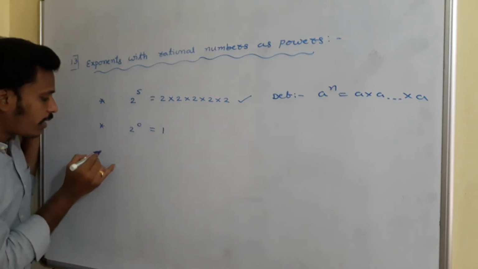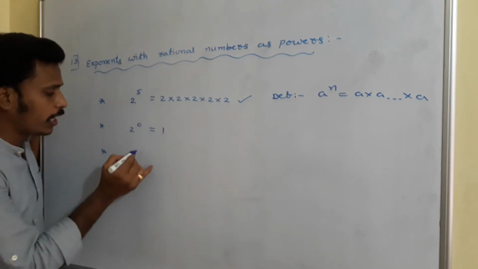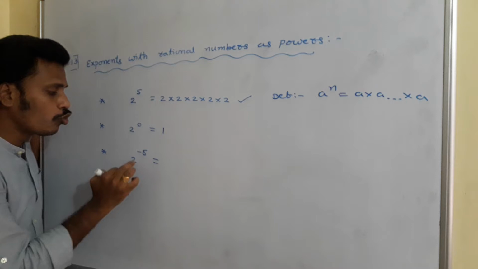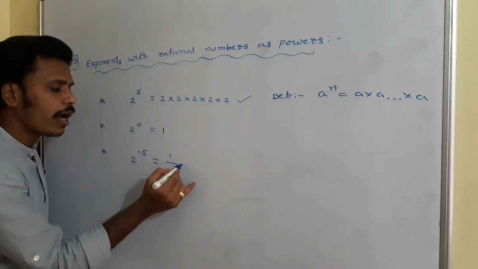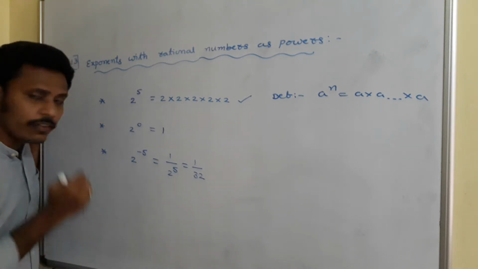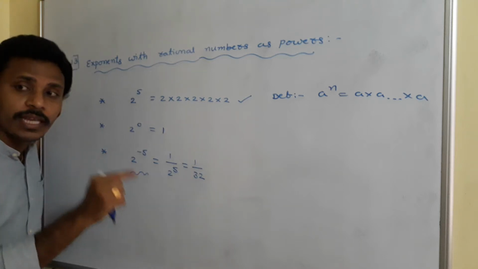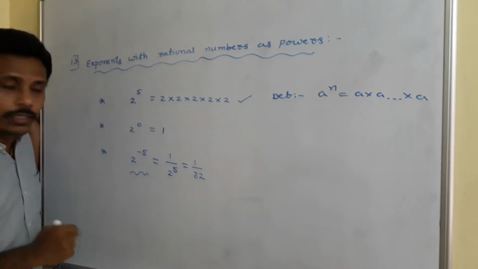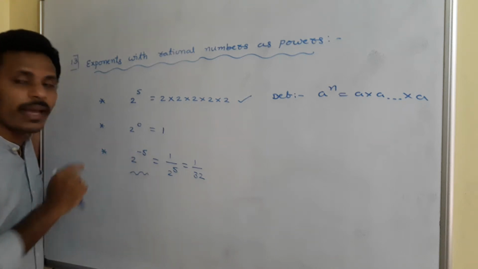The next thing is, I mentioned, if the powers are negative integers, like 2 power minus 5, the value is 1 by 2 power 5, which is nothing but 1 by 32. And once you observe, 2 power minus 5 is also meaningless as per the definition. 2 power minus 5 is again multiplication of 2 for minus 5 times.